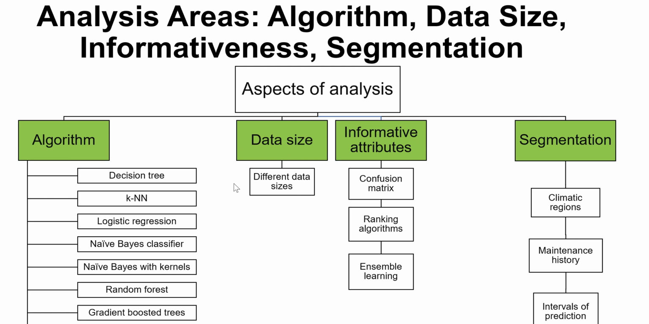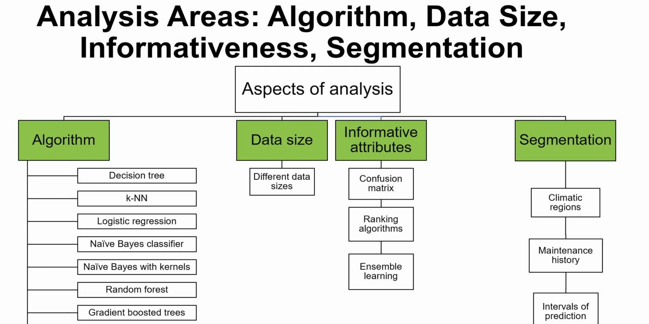And then data size. What is the impact of data size? How using a larger training set can improve the quality of our algorithms. Informativeness. Which algorithm, which feature or which predictor is more informative and contributes to the prediction better.